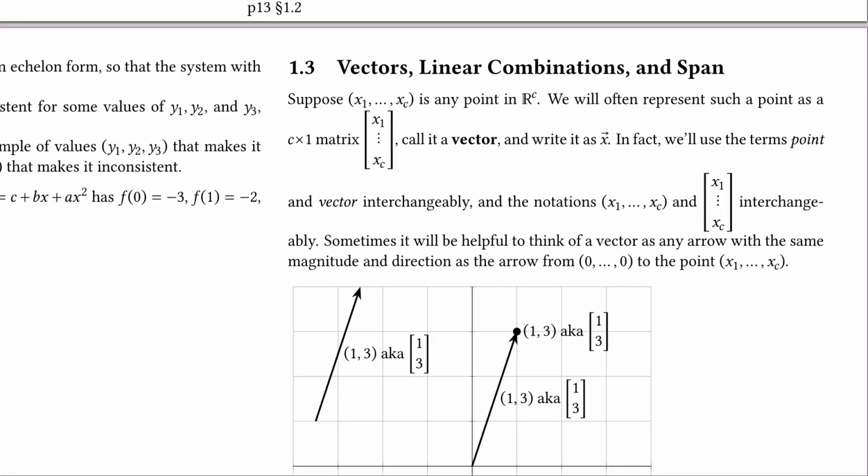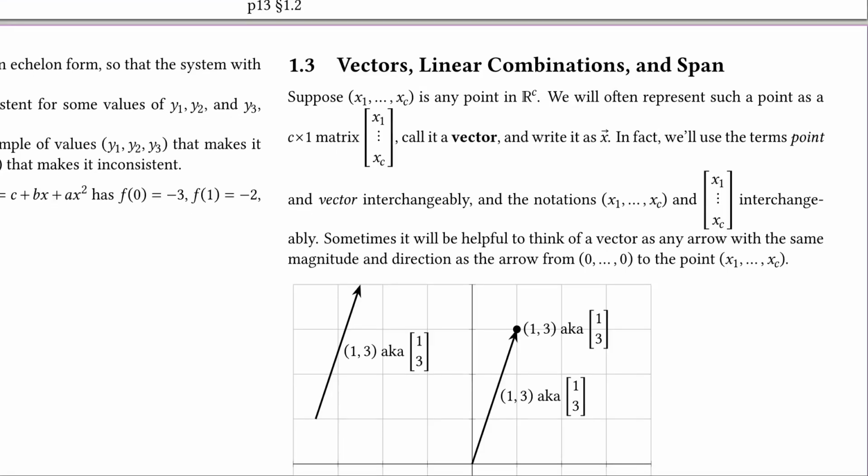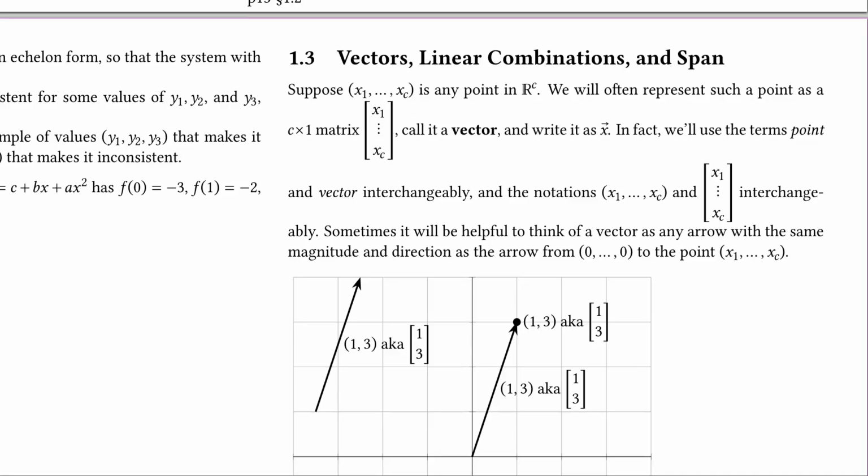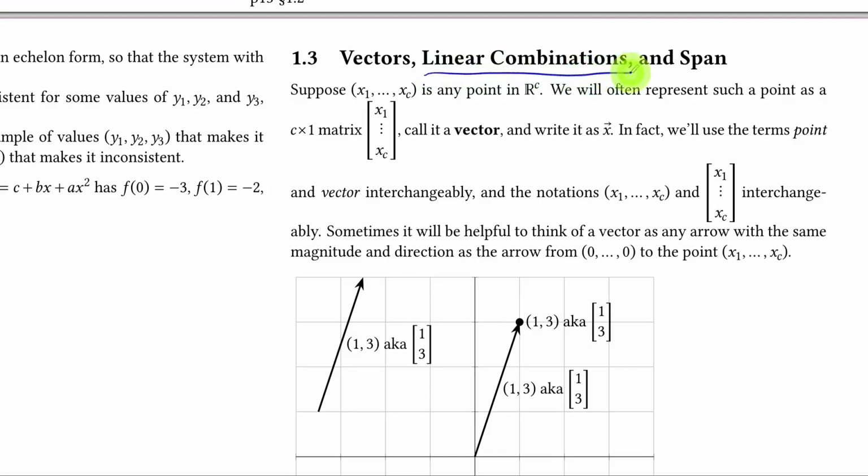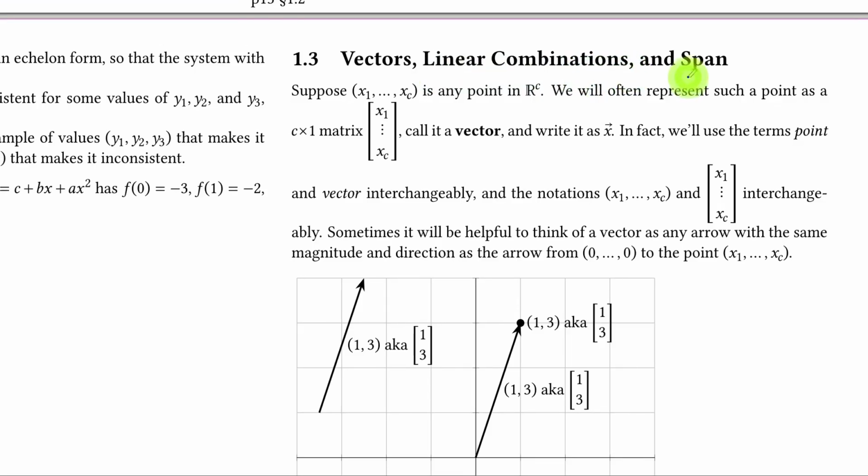Hello, welcome to section 1.3, where we're going to look at vectors and things you can do with vectors, like take linear combinations of vectors and see what the set of all linear combinations of vectors are. But we'll see what all this means in a little bit. First, we just need to talk about what a vector is.